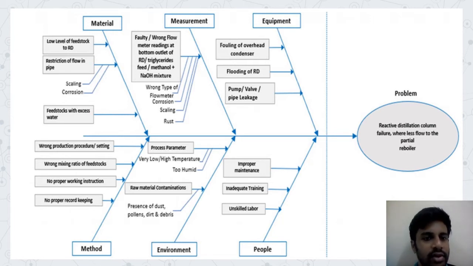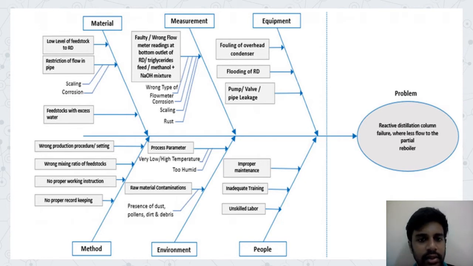Then restriction of flow in the pipe could possibly be due to scaling or corrosion, and we have high feedstock with excess water, which means we have more side reactions causing more foaming and production of soap, and causes an increase in viscosity, and then we have less flow rate of product.